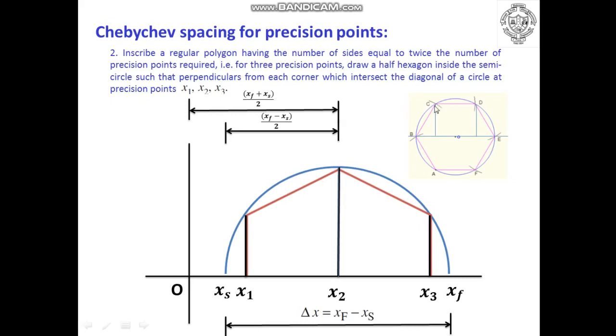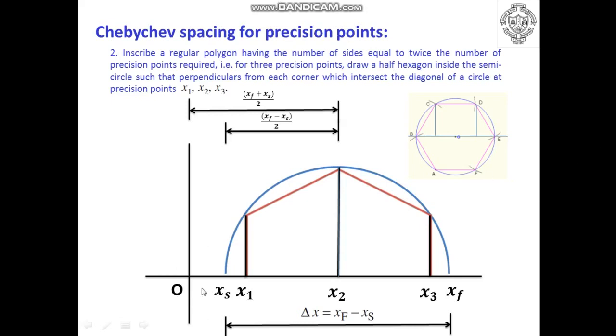So here you get only 2 corners, and if you draw perpendiculars from the 2 corners, you will get only 2 precision points. That is why if you inscribe your hexagon in this fashion, it will be wrong. You have to make note that it has to be inscribed in such a fashion that the number of precision points must be equal to the number of corners which are intersecting the circumference of the semicircle.